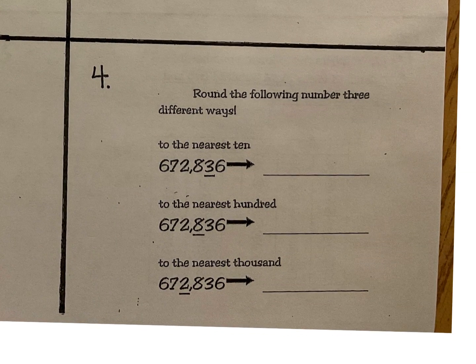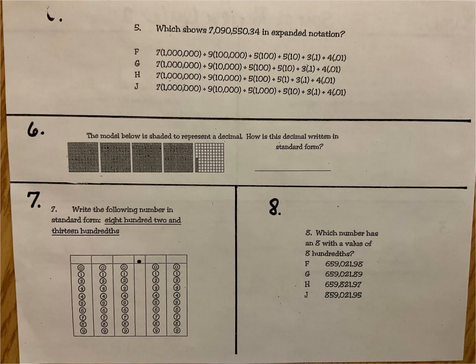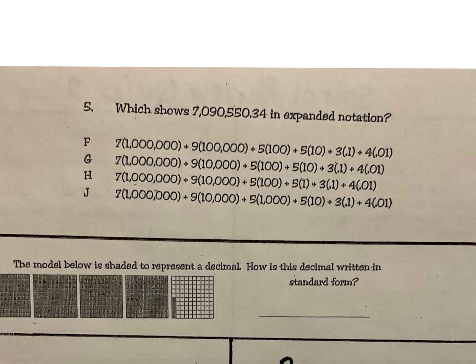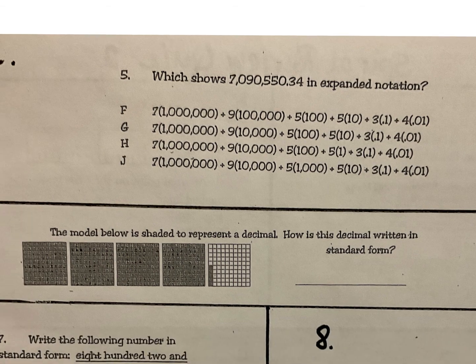Number 4, round the following number 3 different ways: to the nearest 10, to the nearest 100, to the nearest 1,000. Number 5, which shows 7,090,550 and 34 hundredths in expanded notation.